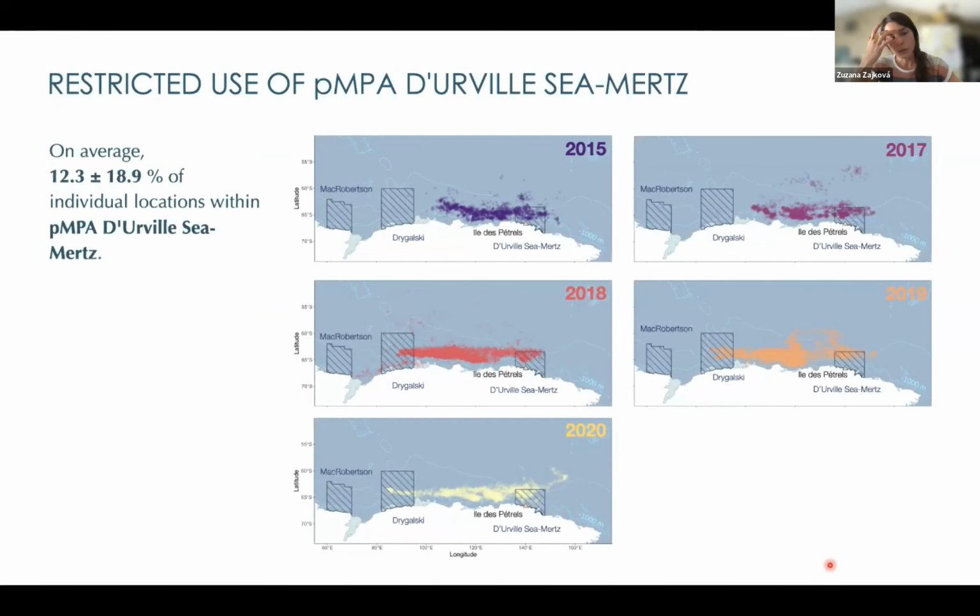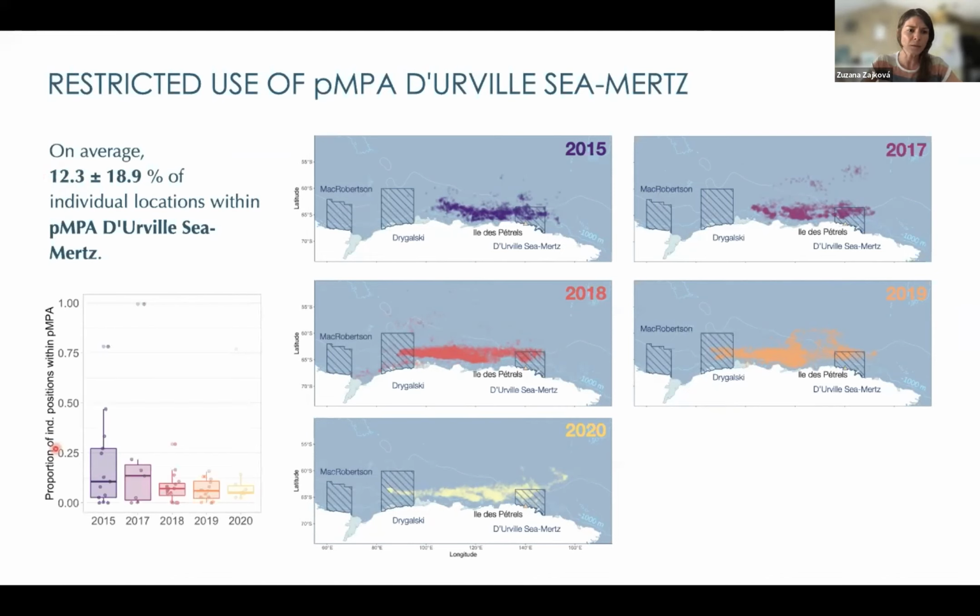We saw that the individuals use the proposed protected area, the Hindell Seamount, very restrictively, where only 12% of their locations were, on average, within this area during the wintering period. These values were higher during the first 2 years, where animals stayed closer to the colony. However, over the last 3 years, the values were really close and almost constant.